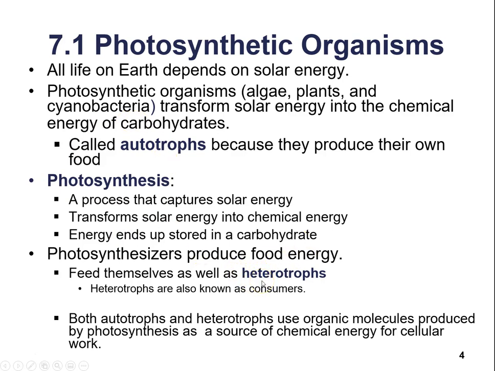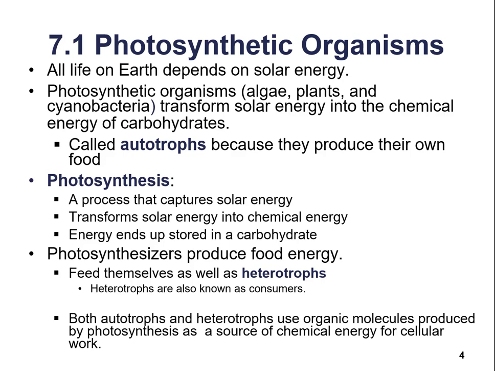Again, heterotrophs are consumers, another word for them, because they are not able to make their own food. They're going to ingest food like carbohydrates that are made by plants. I already said this too. It says both autotrophs and heterotrophs use organic molecules produced by photosynthesis as a source of chemical energy for cellular work. So I gave that example. Heterotrophs eat the carbohydrates that are produced by autotrophs, right? And then break that down.